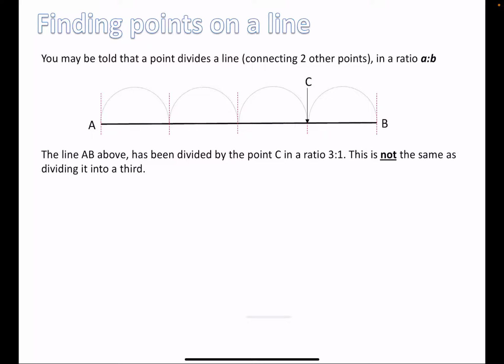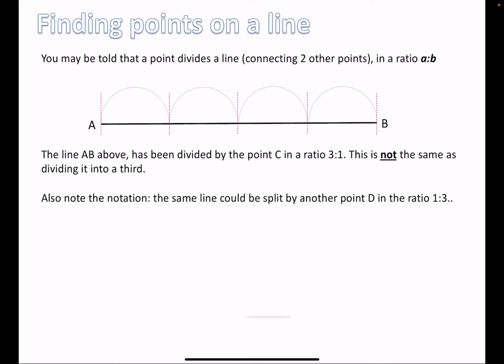We need to think about how many parts there are. If there's 3 parts on one side and 1 part on the other side, this is split into 4 parts, and it's 3 along from the first letter in our vector. So just be careful with how you read a question like that.